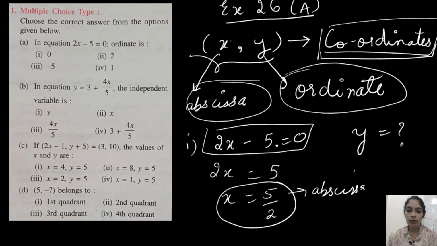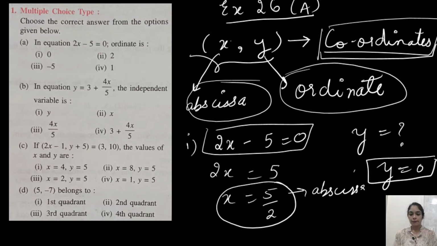So the ordinate is not present in this equation at all, which means the ordinate's value is equal to 0. We can find only the abscissa from this one. We cannot find the ordinate because the ordinate is 0. So the first option is the answer, this one, 0. Okay, you are giving the answer. Let's do the next one.